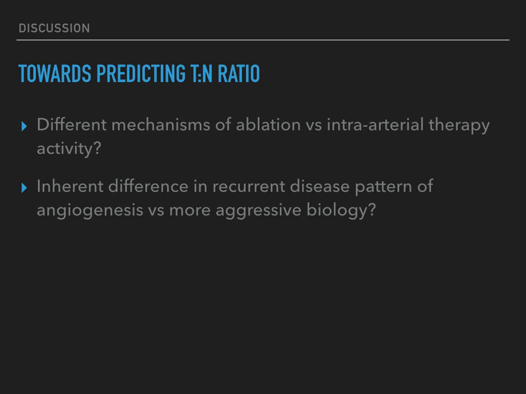These findings raise interesting questions. Specifically, is there some different mechanism of ablation therapy versus intra-arterial therapy that affects this activity? Also, is recurrent disease following either of these therapies somehow inherently different in its angiogenesis or its aggressiveness that could explain these findings?